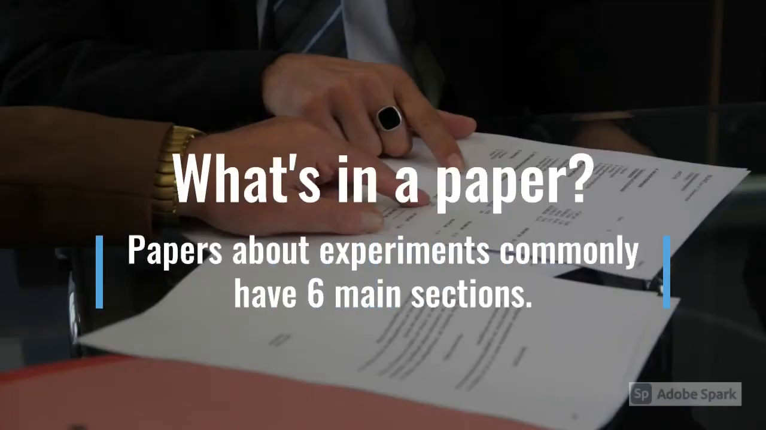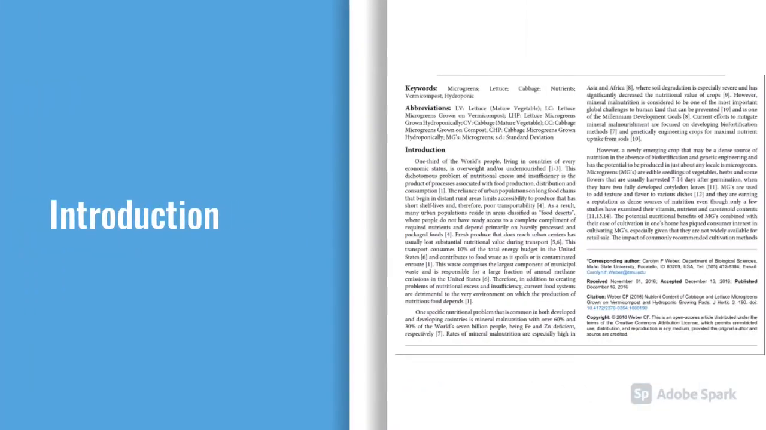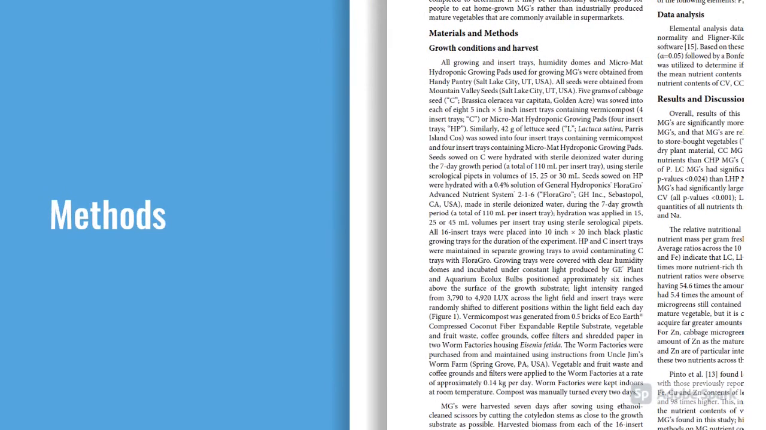There are a lot of different kinds of papers, but the ones about experiments have 6 main sections. The abstract is just a 1-paragraph summary of the study, and it appears at the top of the paper. The introduction explains all of the previous work done up until this experiment and what gap in knowledge this experiment fills. The methods section shows in exhaustive detail every step the scientists took to conduct their experiment so that another scientist could repeat it if they wanted to.